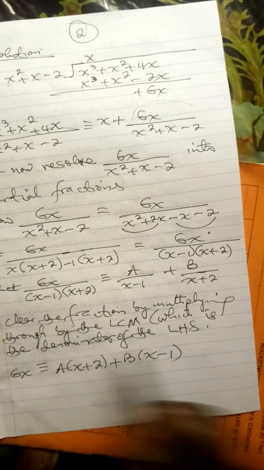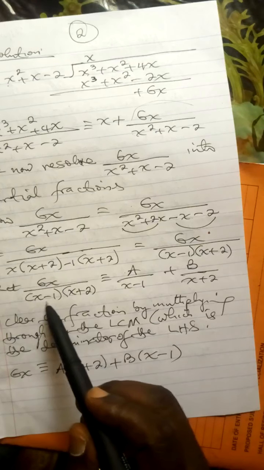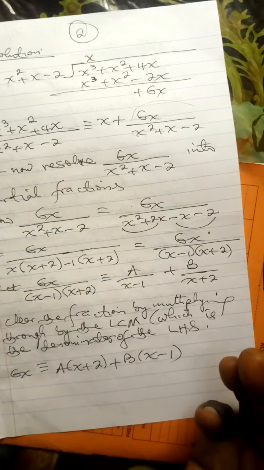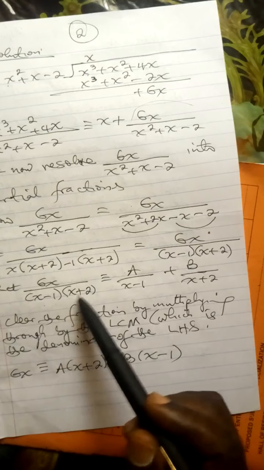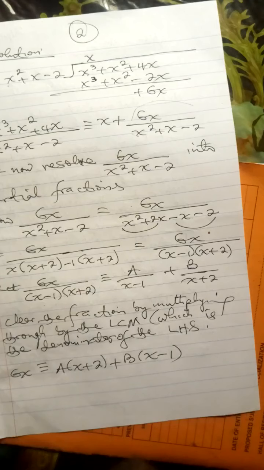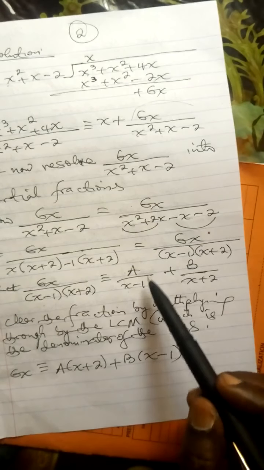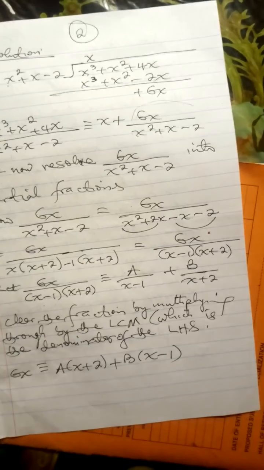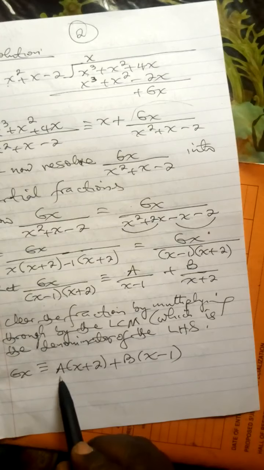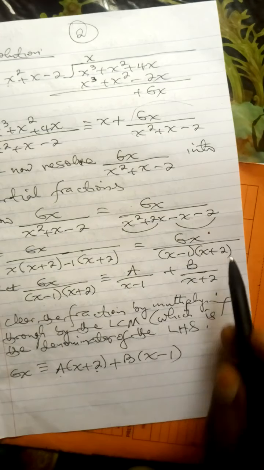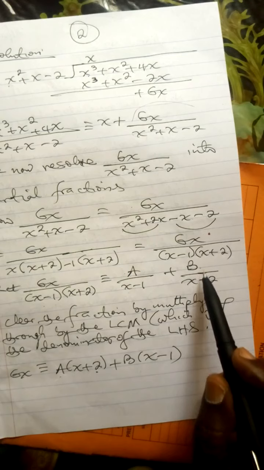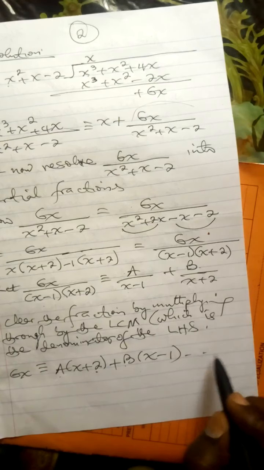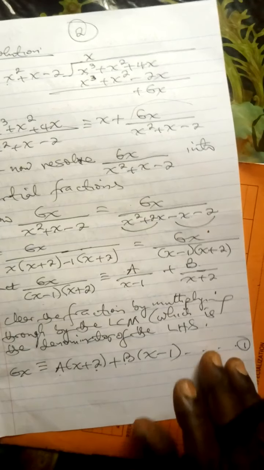Now, how have I arrived at this? That is 6x over x minus 1 into x plus 2 times that denominator of the left hand side, which is still x minus 1 into x plus 2. They cancel out, so I'm left with only 6x. A over x minus 1 times x minus 1 into x plus 2, x minus 1 will cancel out, so I'm left with x plus 2. That's why I'm having A into x plus 2. The same thing with B. X plus 2 will cancel out, so I'm left with B into x minus 1. I can call this equation 1, just for reference.